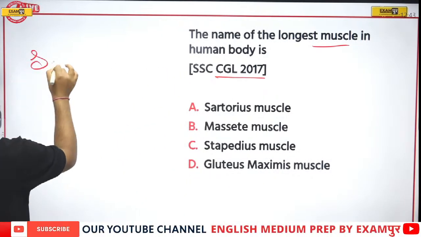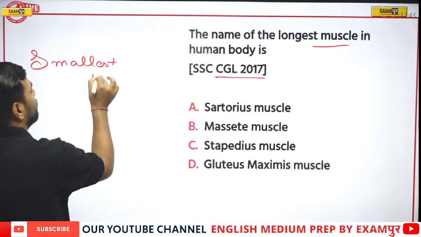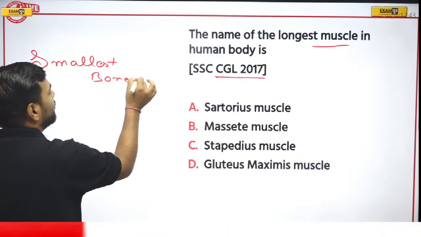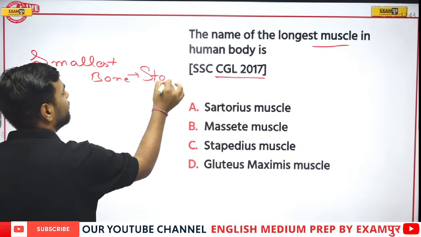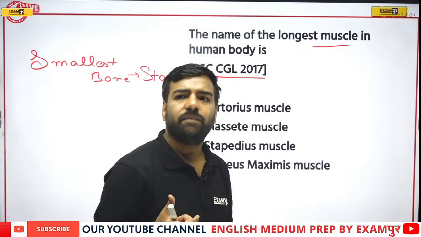I was telling you about the smallest bone. Remember, the smallest bone was what? It was the bone present in the ear, known as stapes. Now, the name is also almost the same.